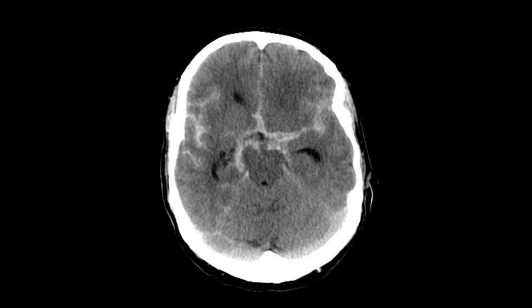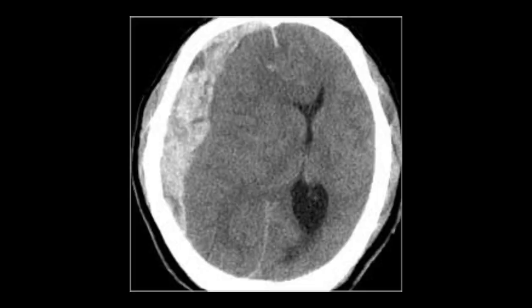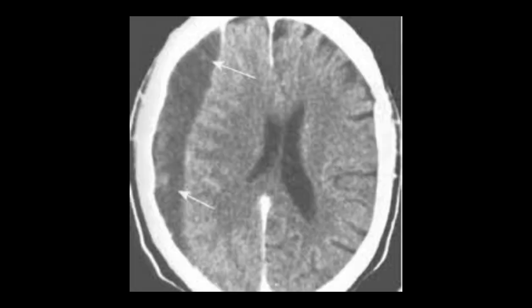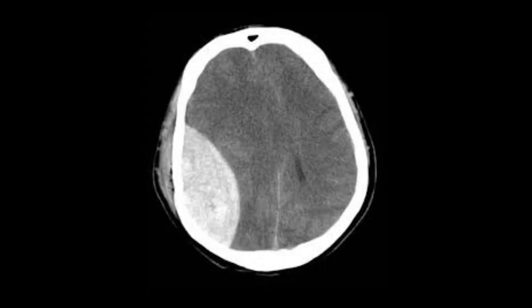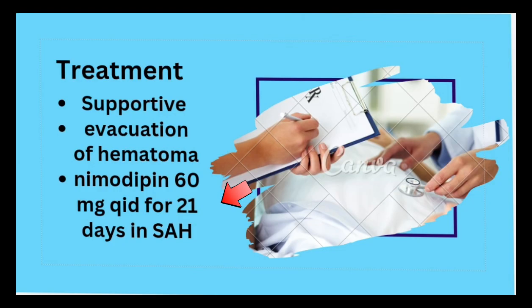Sometimes CT is normal, but still we are suspecting this. Then we can perform LP after 7 to 12 hours, which shows xanthochromia. Then this is subdural hematoma. You can see here a white crescent. It is acute subdural hematoma. In chronic subdural hematoma, it gets black. Then this convex white shadow is extradural hematoma.